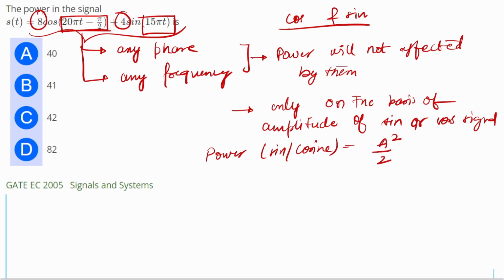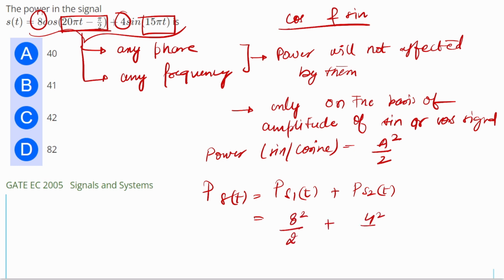These are additive signals, so the power will also be additive. The power of total S is equal to the power of S1(t) plus the power of S2(t). S1(t) is a cosine signal with amplitude 8, so 8 square by 2, plus 4 square by 2. If we solve it, that comes out to be 32 plus 8, which is 40. 40 watt is the power of the signal. So for sine and cos, this is the easiest and most direct way to find the power.